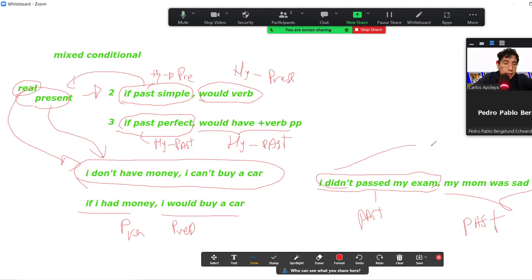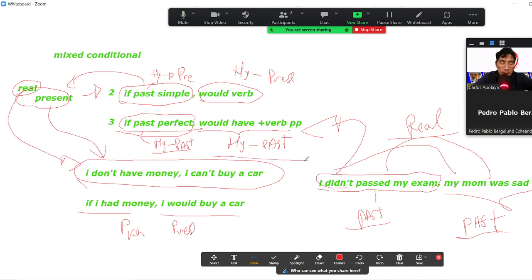So both are a real situation in the past. When you create your hypothetical situation, you create the hypothetical situation in the past with a hypothetical result in the past. Did you understand? Or do you need more examples? You got that, right?